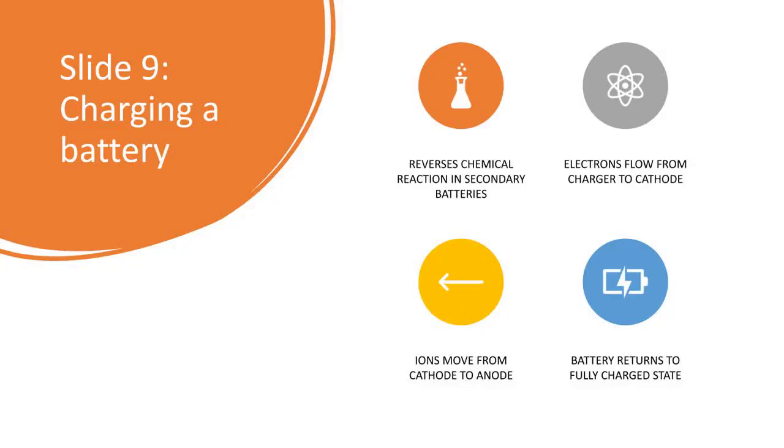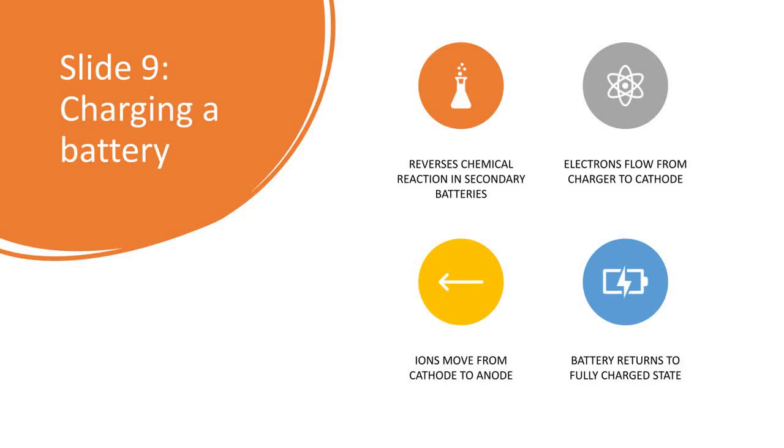In this slide, we will be discussing how batteries are charged. Charging a battery involves reversing the chemical reaction between the anode and cathode in secondary batteries. When a battery is being charged, electrons flow from the charger to the cathode, and ions move from the cathode to the anode. This process restores the chemical reaction in the battery and returns it to a fully charged state.